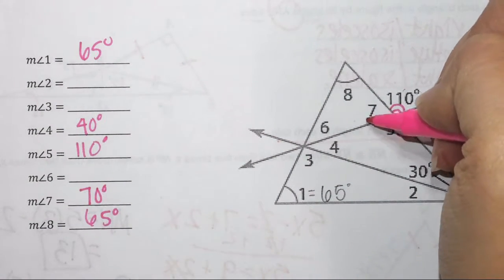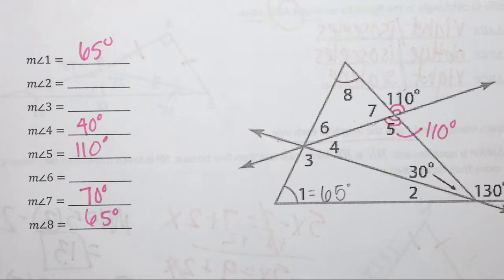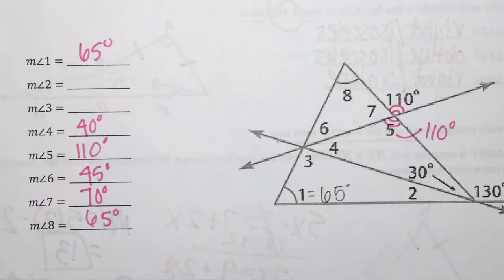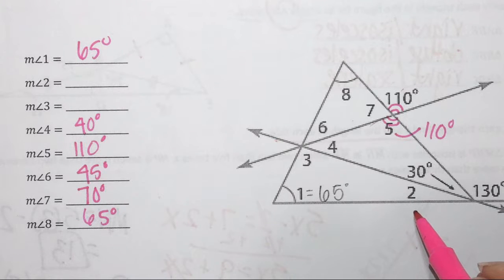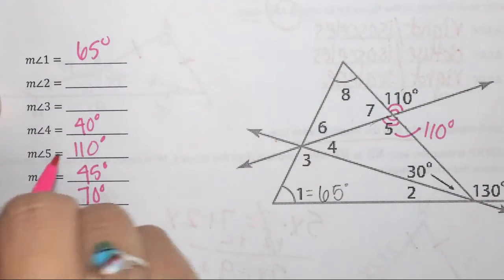If I know that 7 is 70 and 8 is 65, can I find 6? Yes. Have you found it yet? 45. Does anyone know what angle 2 is yet? How'd you get 20? Yes, you had 30 and 130, and you subtract it from 180, and that gives you 20.